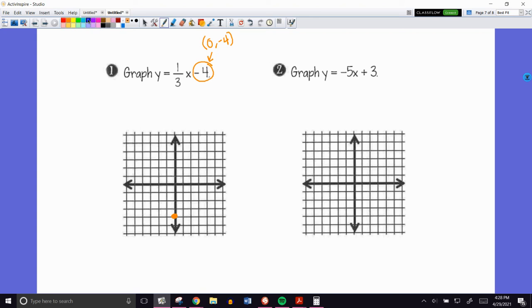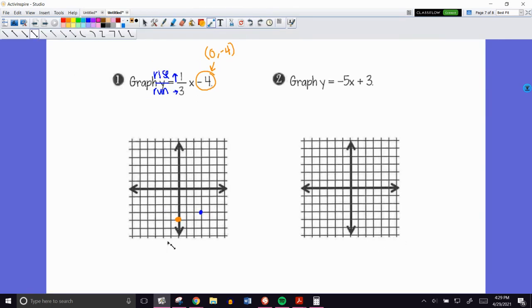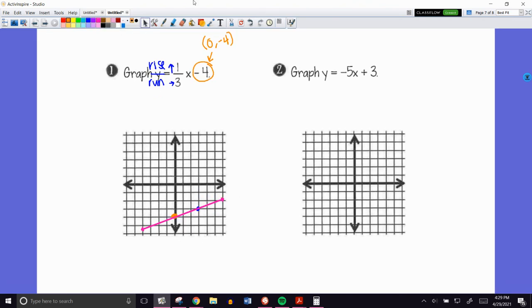And then again, step 2 is to use my rise and my run or my slope to make a new point. It's a positive 1, so I'm going to go up 1, and then a positive 3, so to the right 3. So up 1, 1, 2, 3. And then step 3, I'm going to connect my dots. Please try example number 2 on your own.